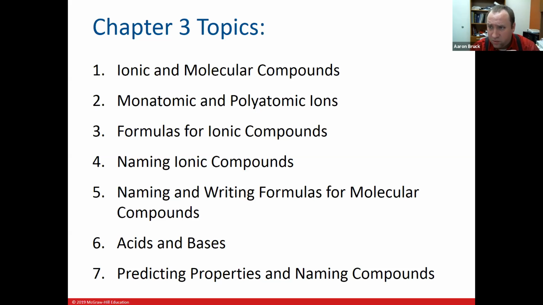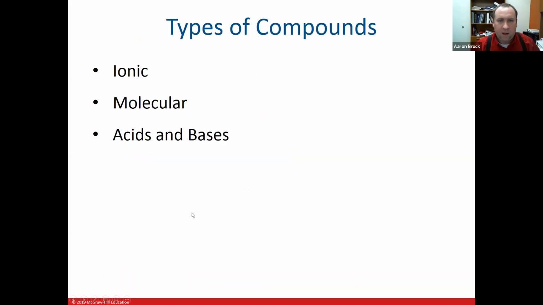We'll also get into nomenclature of ionic compounds, nomenclature of molecular compounds, and a little bit of a look at acids and bases as a whole. Now, when it comes to compounds, and our majority focus this chapter and this week, we can break compounds down into 3 different types. There are ionic compounds. Ionic compounds are held together by charged particles.